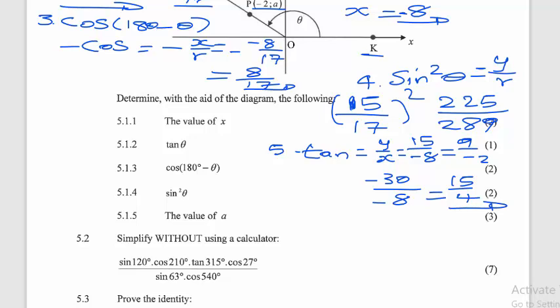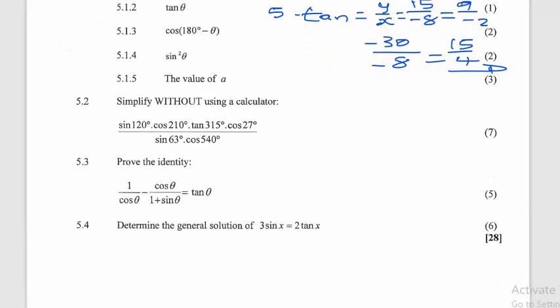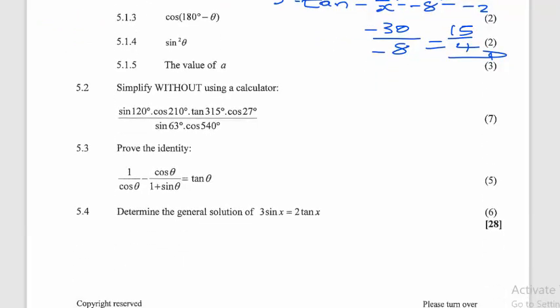Now we carry right along. We're solving. It says we must simplify without using a calculator. We have sine 120 times cos 210 times tan 315. Okay, so from what I see, these are your special angles type of questions.